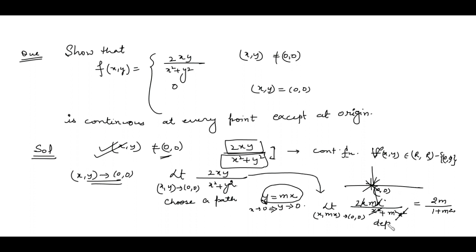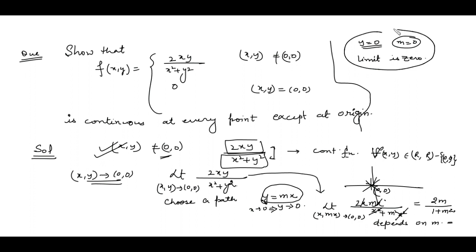So it depends on m. It is not unique. Now why is it not unique? Just see, if you consider the y equals 0 path, which means your m is 0, what will be the limit? In that case the limit is 0. We put m to be 0, you will get 0, right?